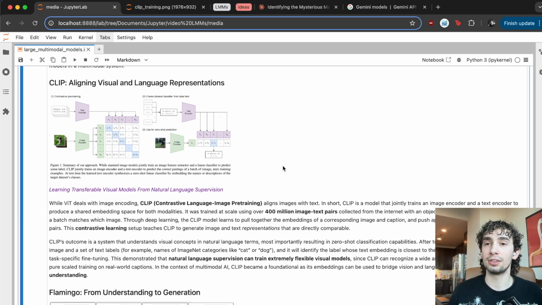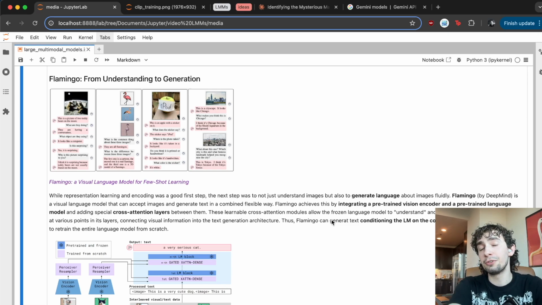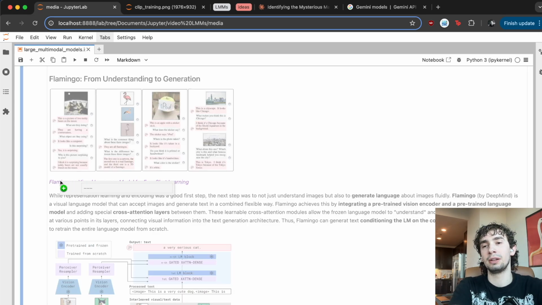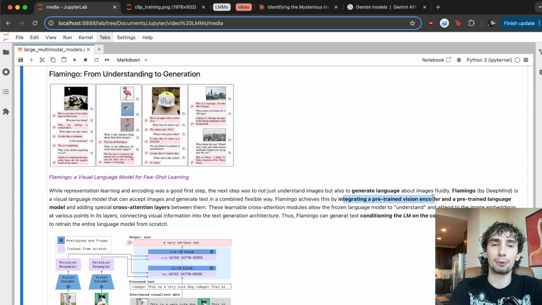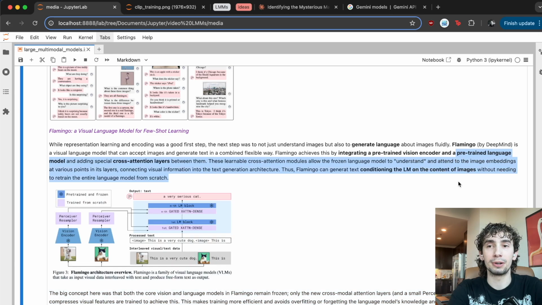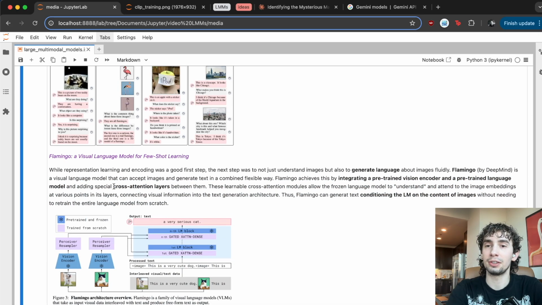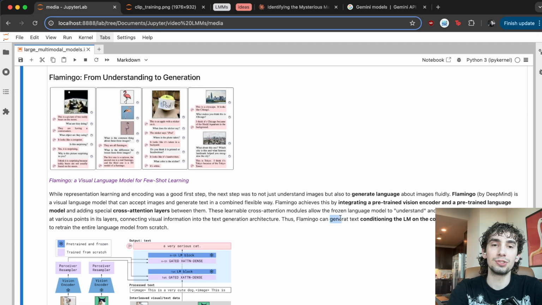The next step, of course, is not just understanding this, but actually using it to generate and make some meaningful insights. Which brings us to the first few models that were able to do this relatively successfully, coming from the Google DeepMind team, the Flamingo family of models. What the Flamingo models do is integrate a pre-trained vision encoder along with a pre-trained language model and connect them together using a special technique called cross-attention. This allows the model to generate text from the language model, conditioned on the contents of images, without needing to retrain entire language models from scratch to do this task.